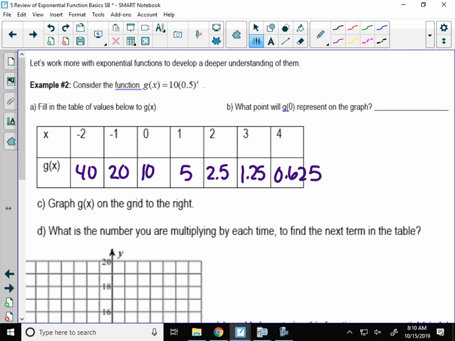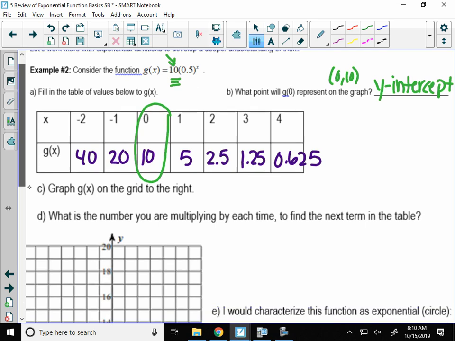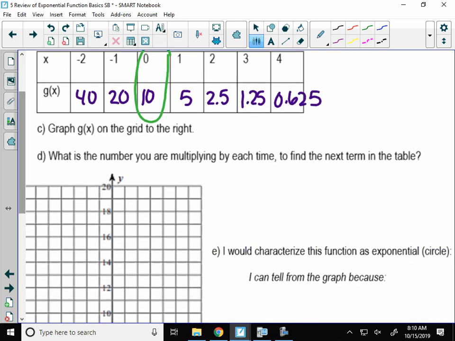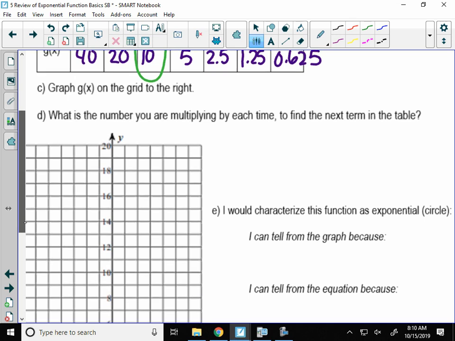All right. Now before we graph, it asks you, what point will g of 0 represent? Well, g of 0, that's 0, 10. When I write anything as 0, 10, that's a y-intercept. And I should also know that because that is the starting value up here. So I have a starting value of 10 and a growth rate of 0.5. So let's take a minute and plot those points all on this grid below.